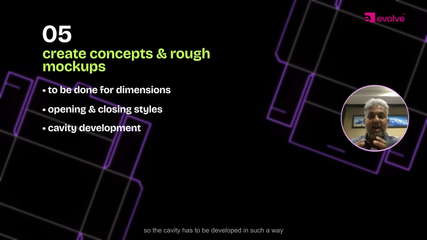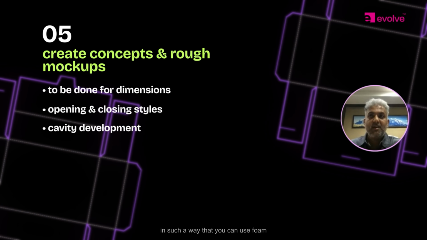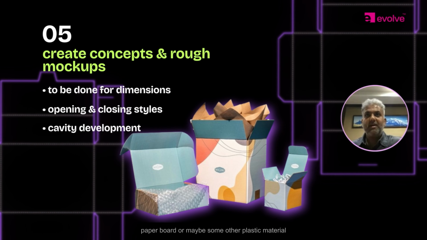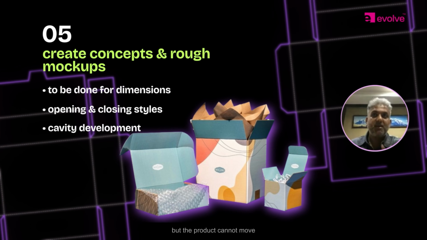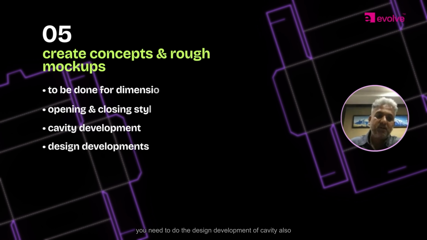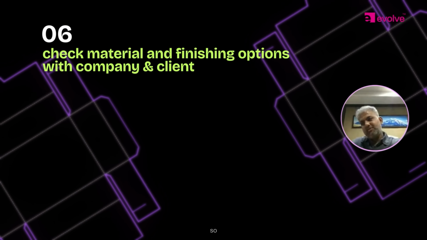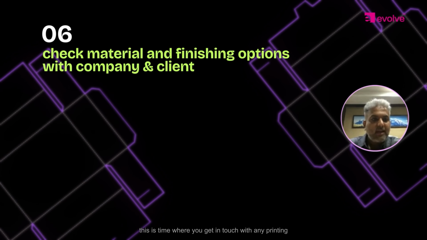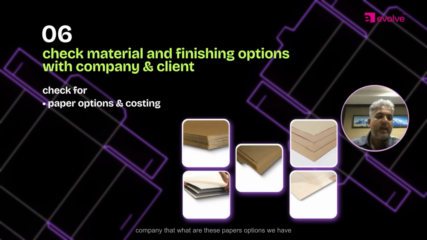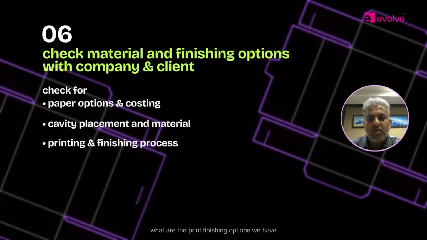So the cavity has to be developed in such a way, and the cavity material has to be used in such a way, whether you use foam, paper, board, or maybe some other plastic material, that the product cannot move. Keeping these things in mind, you need to do the design development of the cavity also. Now this is important. This is the time when you get in touch with a printing company about what paper options we have, what cavity placement options we have, and what print finishing options we have.